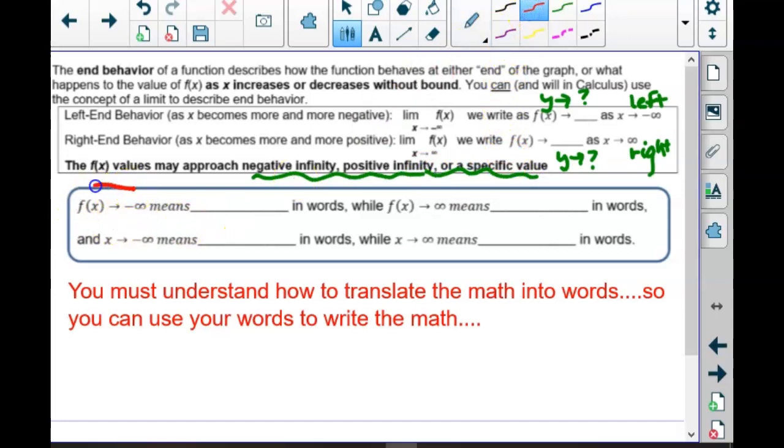All right, so what does this mean? We just wrote this. Anybody tell me what that translates into? You awake, awake, awake. People are sleeping. F of x means y, negative infinity means down.